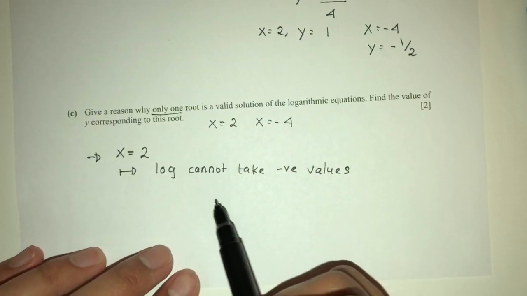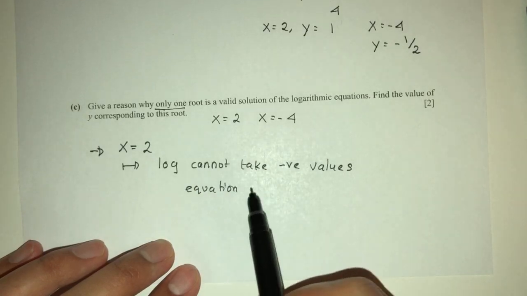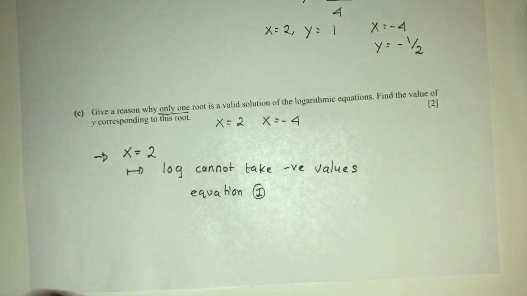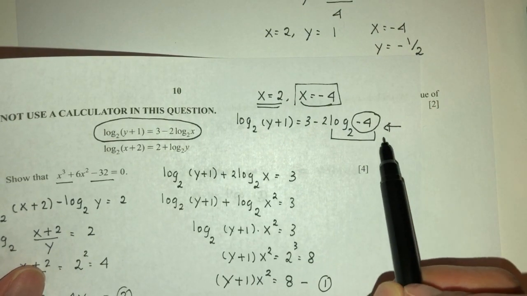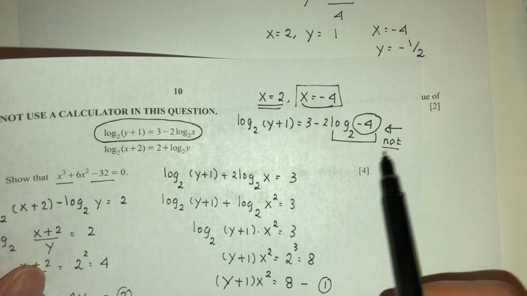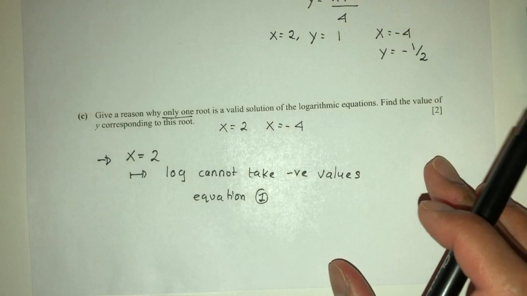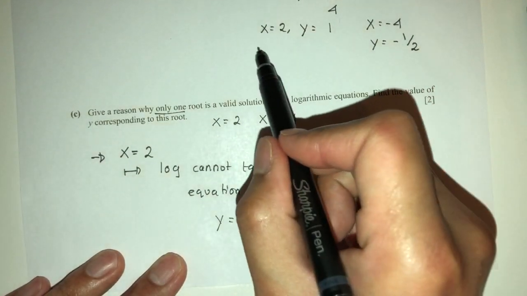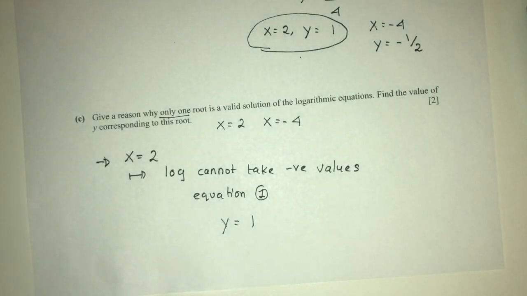Or you can mention that from equation number 1, as I've shown you, you can write the whole thing and show that here it is not valid. By showing that as well, it proves that there's only one solution, and the corresponding y value will be 1. So this one will be the valid set. Okay, so that will be your question number 8.